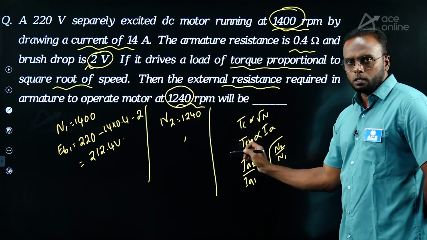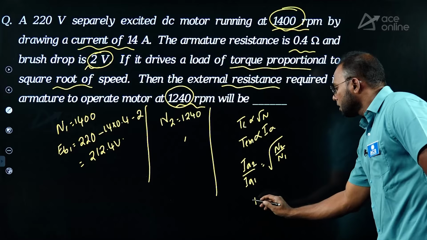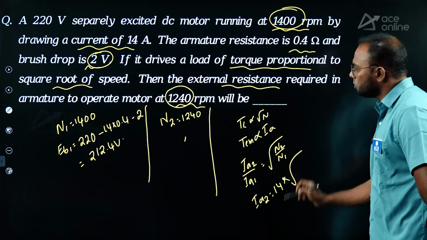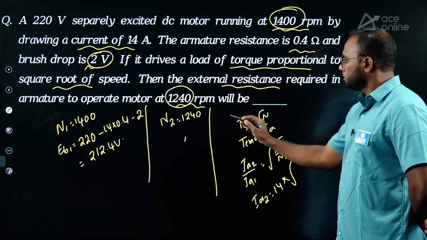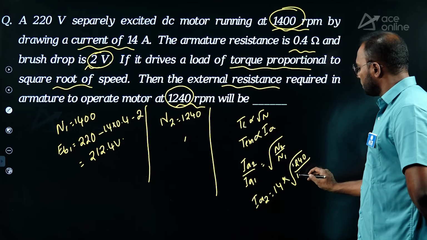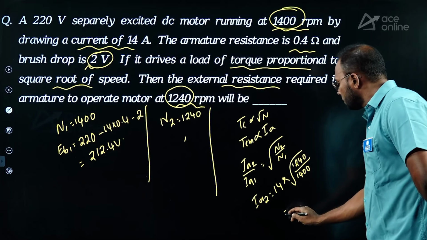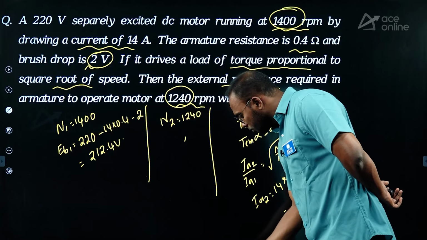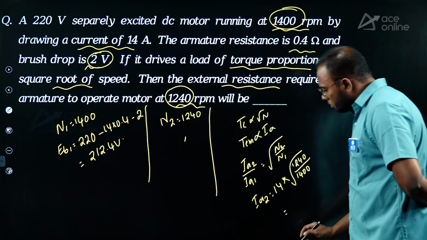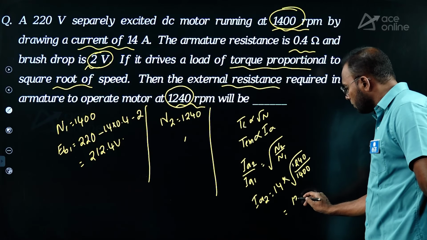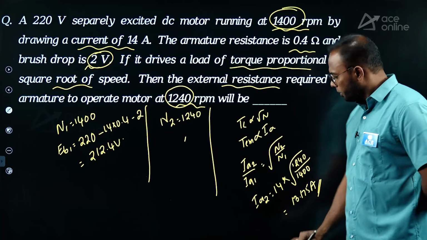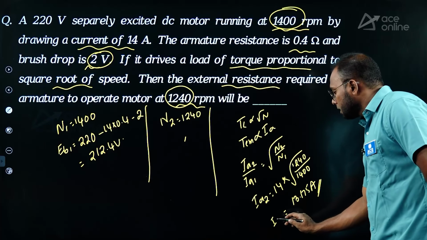So find out IA2, the new current. IA2 equals IA1, which is 14, into root of N2 divided by N1. N2 means 1240, divided by EB1, 1400. Simplify this, we get the value of IA2. It is coming around 13.175 amperes. Okay, slightly decreases current. 13.175 under this condition is the new current.